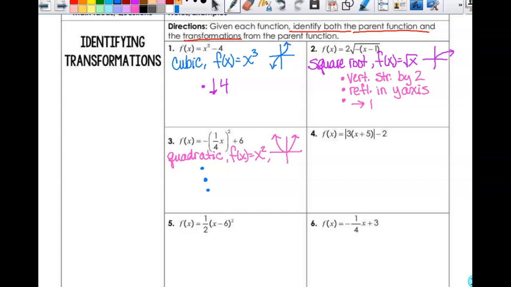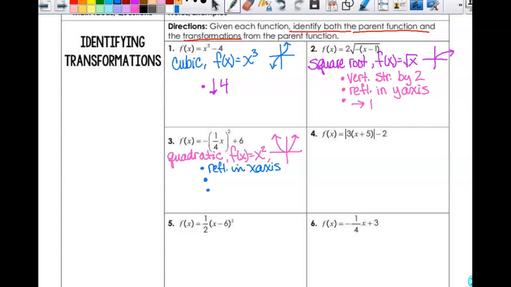So that negative, does it affect x or y? Y, because it happens after we square it. So I know it's a reflection, and if it affects y, it's a reflection in the x-axis. X-axis. I can't, oh my gosh. X-axis. All right, that 1/4, it's being multiplied, so I know it's either a stretch or a compression.